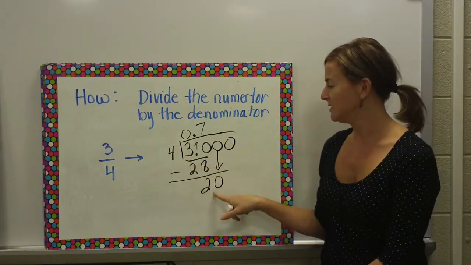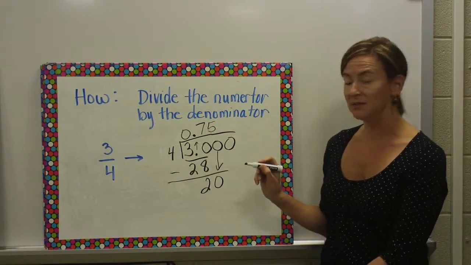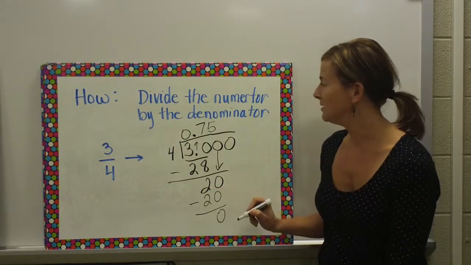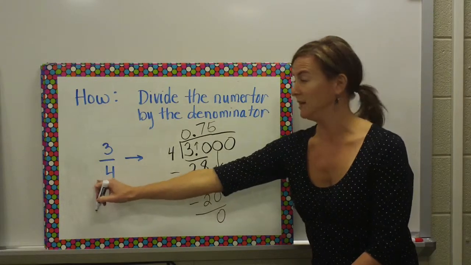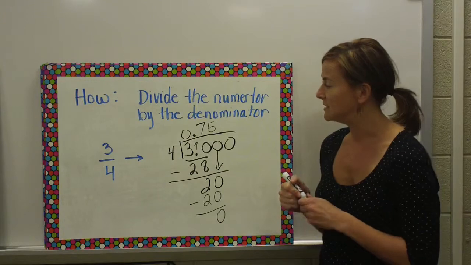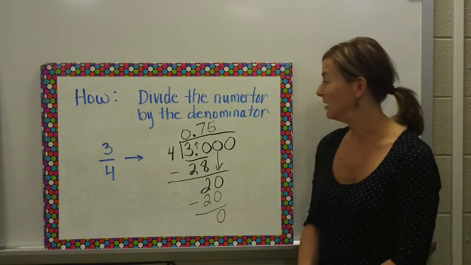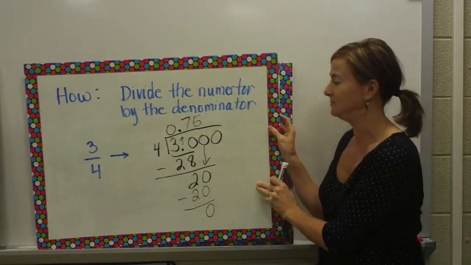So I ask myself how many 4s can go into 20. I know that works out evenly to 5. 4 times 5 is 20. I'm left with nothing. So I need to check if this is positive or negative. It's positive, so my decimal is also positive. 3/4 is equal to 0.75, or 75/100. Let's take a look at some other kinds of examples that you'll see.